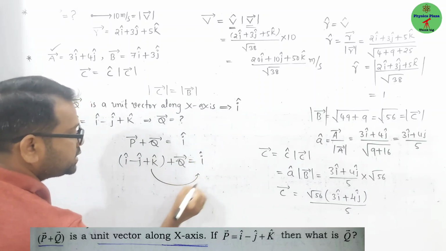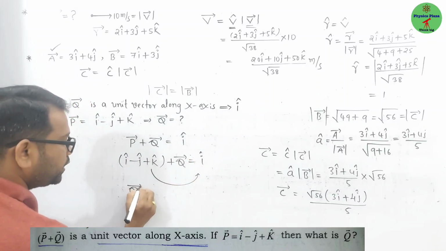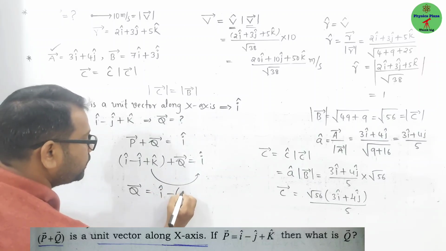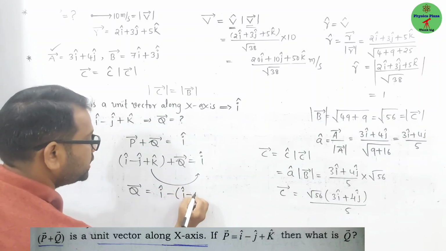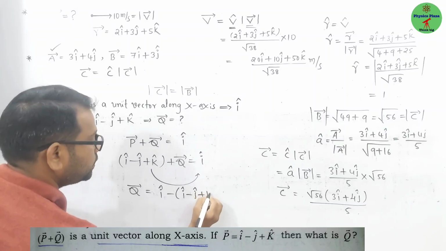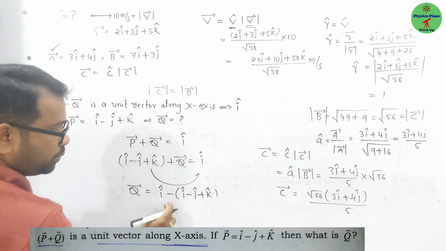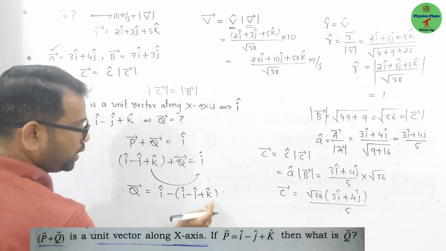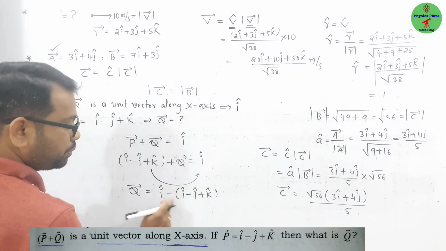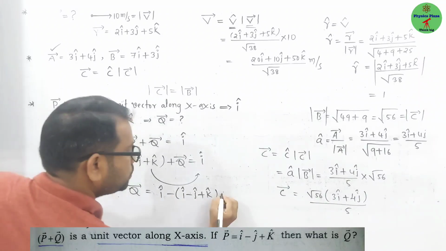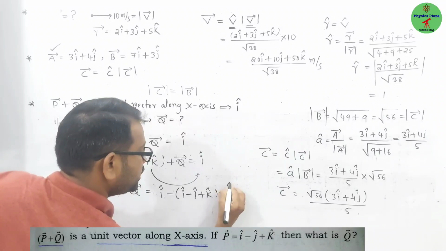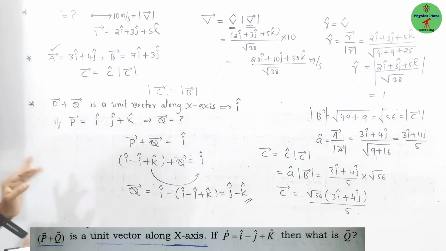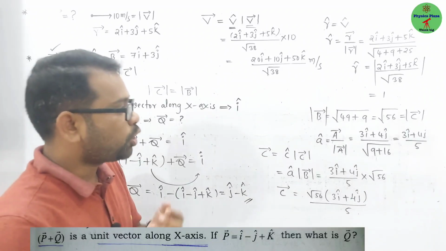Take this to the right side. Q vector is equal to i cap minus of (i cap minus j cap plus k cap). When you multiply with this entire thing, this will become minus i plus j minus k cap. So this i cap minus i cap will get cancelled. So the answer is going to be j cap minus k cap. So this is the vector Q. Is it clear, children? Just copy this.